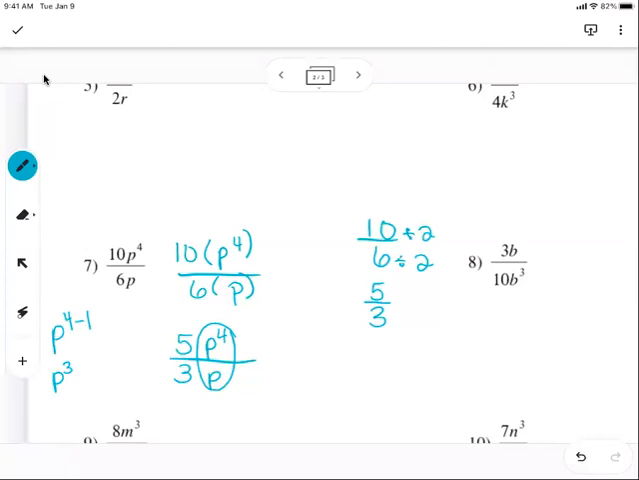So here's what happens. When you get a positive answer for your exponent, that means that it's going to go in the numerator. So it's going to be the 5 in the numerator already. And then this whole thing here simplifies to be p to the 3rd power. And then the denominator is just going to be the 3 because the p on the bottom ends up canceling out. This answer would be 5p to the 3rd power over 3.